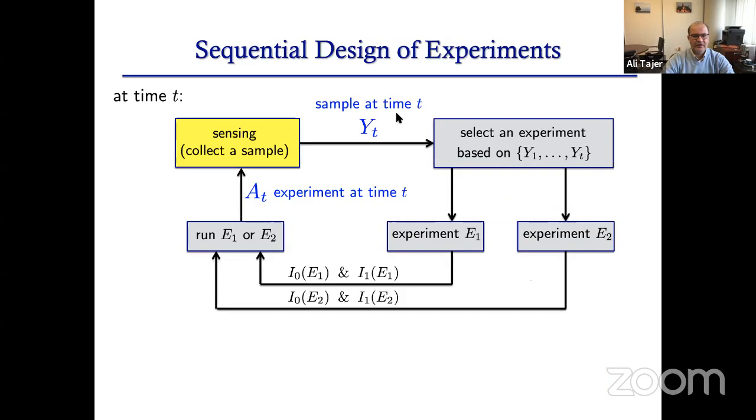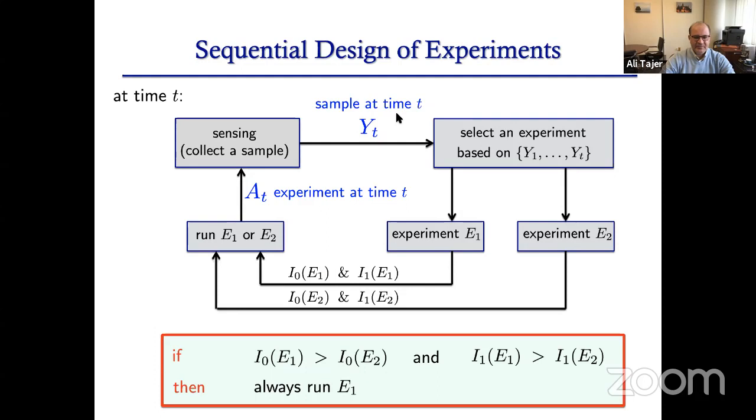All right, so this is how the sensing algorithm works. We start, let's say at time 1, we collect one sample, call it Y1. Once we have one sample, based on that, we have to select what experiment we want to run at time 2. Let's say that you're facing two possible experiments. Experiment 1 gives us information measures I0, I1. Experiment 2 gives us information measures I0 and I1 under E2. Based on that, we have to select one of the two and run the experiment and then continue the cycle. This is how the cycle is completed.